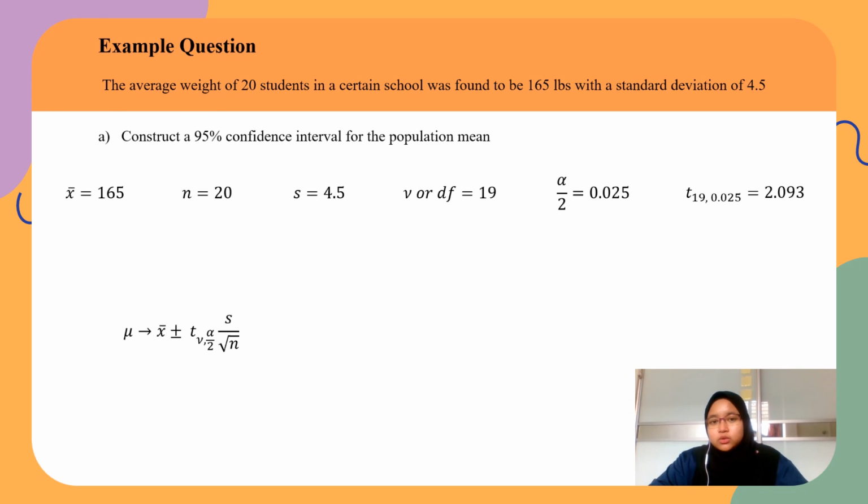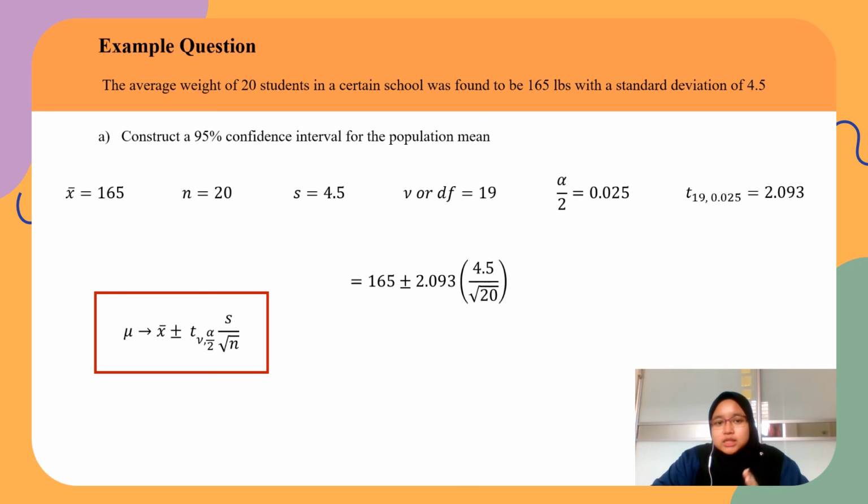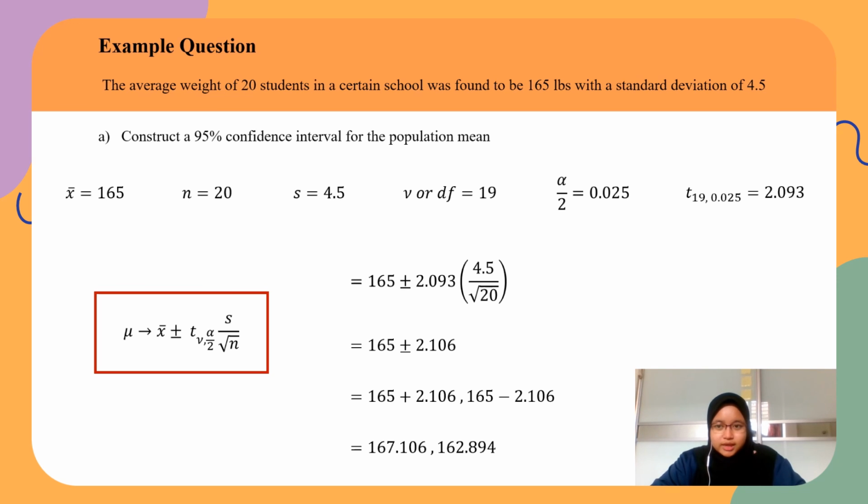Now let's follow this expression to construct the confidence interval. Let's replace the x bar with 165. Our t value is 2.093, s is 4.5, and n is 20. Here is how we can solve it. Like that. So this right here is our 95% confidence interval.